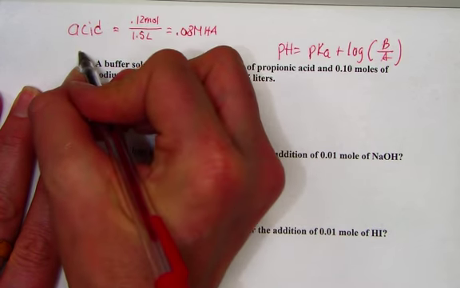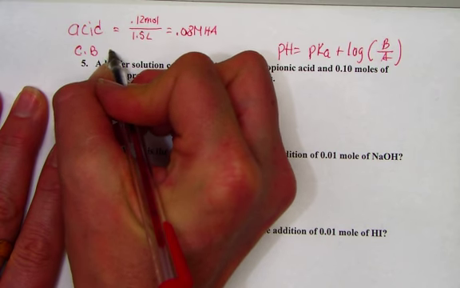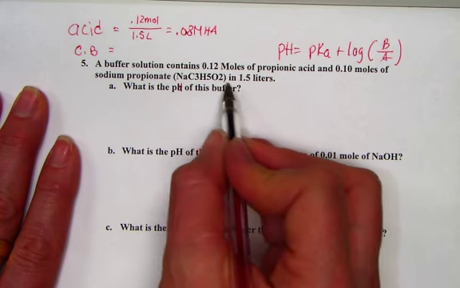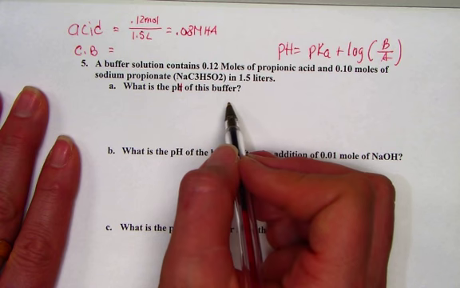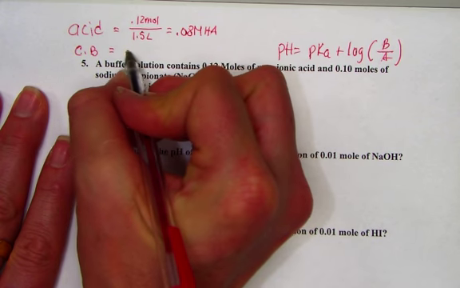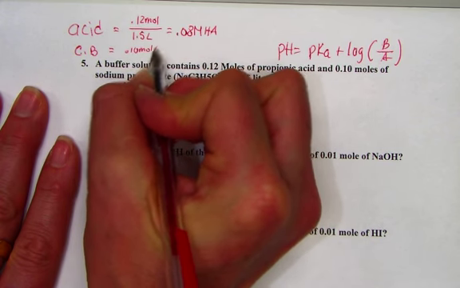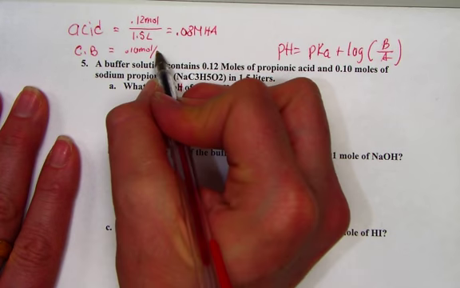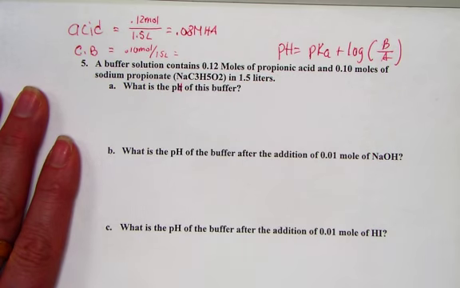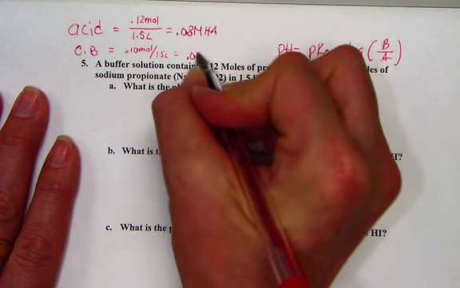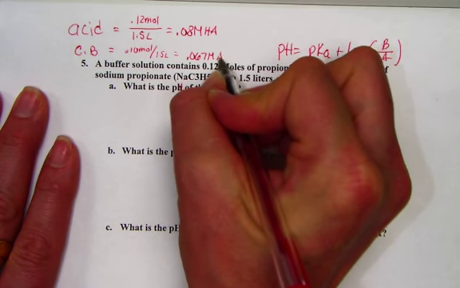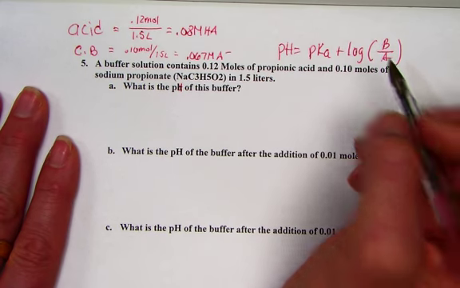And its conjugate base is the propionate anion, C3H5O2 negative. Its number of moles, 0.10 mole over the 1.5 liter, pulls out molarity. 0.1 divided by 1.5, and this has a value of 0.067 molar units for the conjugate base.